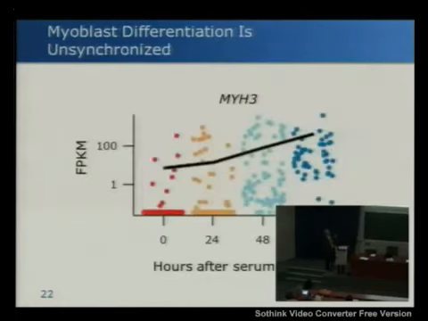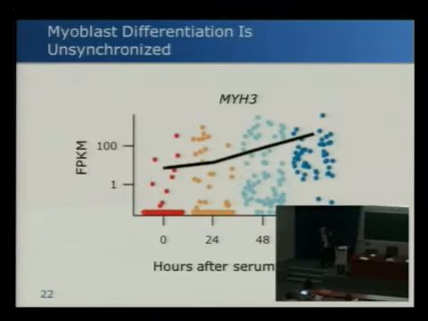Okay, and this basically shows the problem you get when you do this type of experiment, in that myoblast differentiation is unsynchronized. These show the different time points, 0, 24, and 72 hours. But even at the 0 time point, this is a gene that should be expressed in the differentiated cells, so you should see this at the 72-hour time point. But even at the 0 hour time point, there are still a few cells that show expression of MYH3.